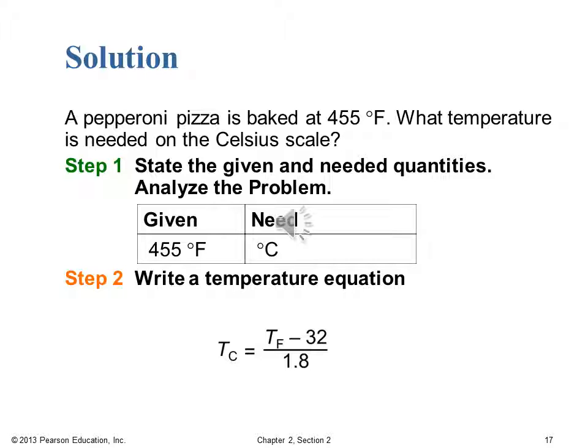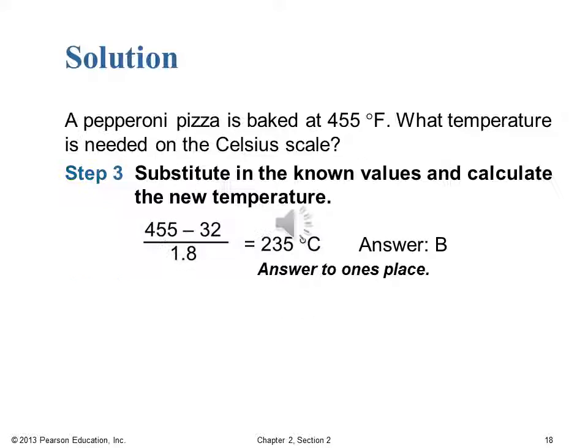So the formula that we're looking at here is Tc equals Tf minus 32, and then the result of that subtraction divided by 1.8. So we've rearranged the formula so that we can solve for temperature in Celsius, whereas last time we solved for temperature in Fahrenheit when we were given Celsius. Okay, and after we substitute in the known values and calculate that new temperature, we find the answer to be 235 degrees Celsius, which was answer choice B.